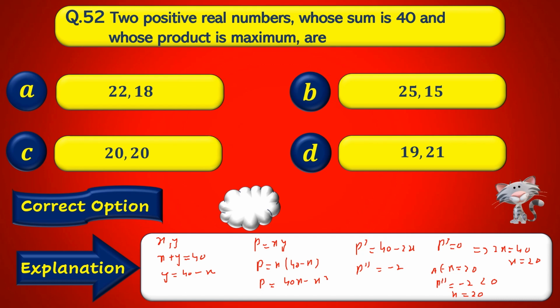Now we put this value of x in y, so y is equal to 40 minus 20, which is 20. So 20 is the correct option, which is option C.